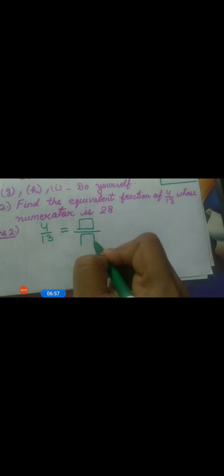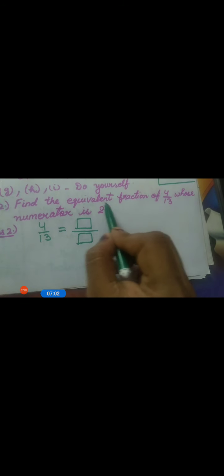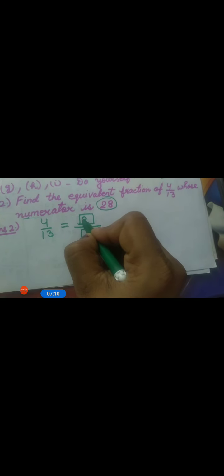Find the equivalent fraction of 4 upon 13 whose numerator is 28. So we will write 4 upon 13 here. We need to find the numerator, so we will draw a box for the numerator, and in the denominator also we should have something. So we will have two boxes here. In the question, the numerator is given. The numerator is 28. So in the box at the numerator's place, we will write 28.